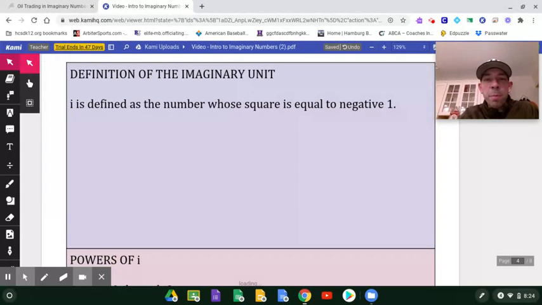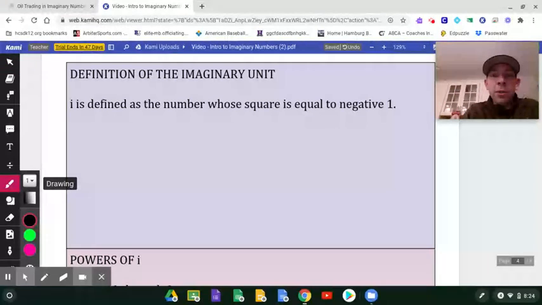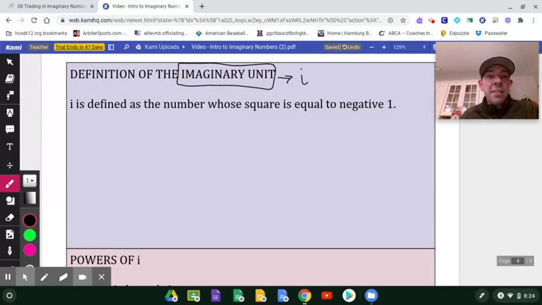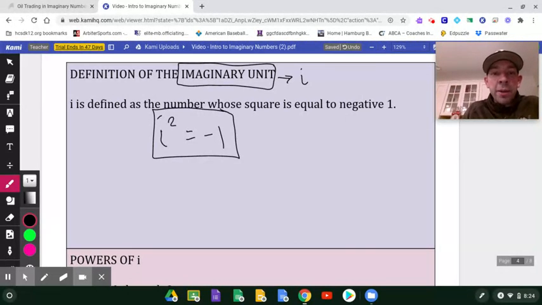Okay, so our first major definition. The letter i, which we call the imaginary unit. Let's clarify that. The imaginary unit is a big fancy term for the letter i that we're going to see from now on. It is defined as the number whose square is equal to -1. So i squared equals -1. That's worth highlighting in a big way in our notebook.